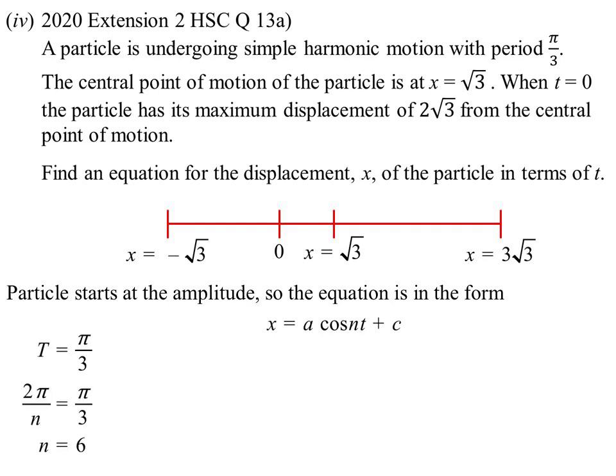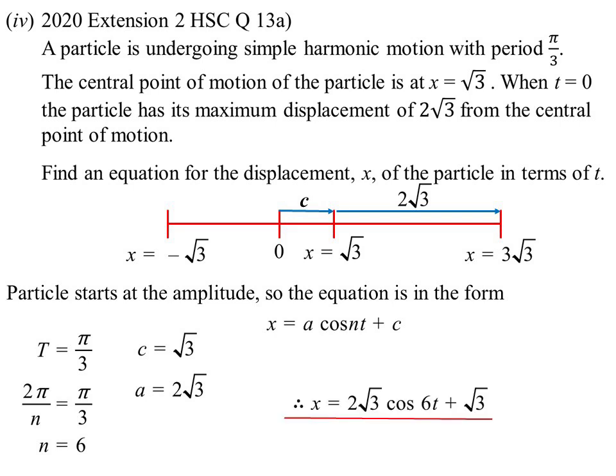Because they told me the period was pi on 3, so N equals 6. Got that. I know the shift is root 3. Now that's C. That's what C represents in this formula. It's the shift. C is root 3. And the amplitude, as I said before, is 2 root 3. So subbing that in, we get our equation for displacement: 2 root 3 cos(6t) plus root 3.